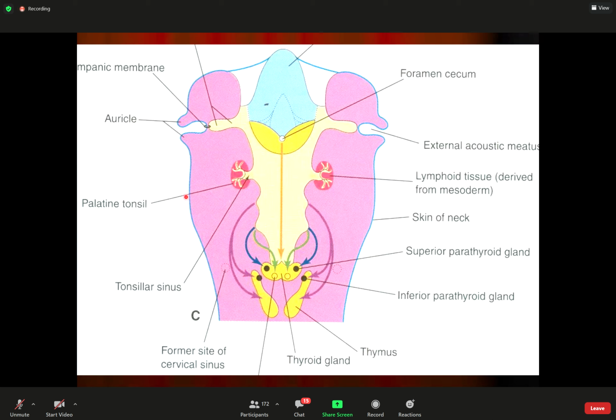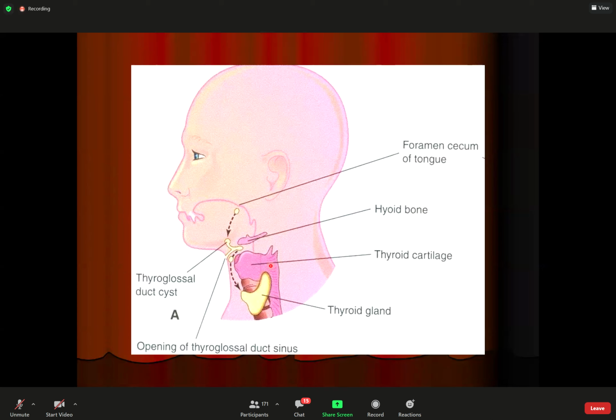This is the arch. That's the arch. This is the groove. Third pharyngeal pouch, fourth pharyngeal pouch. Here also the thymus gland comes. So if you have the picture ready, if you open my PowerPoint tonight, it should be absolutely clear to you.